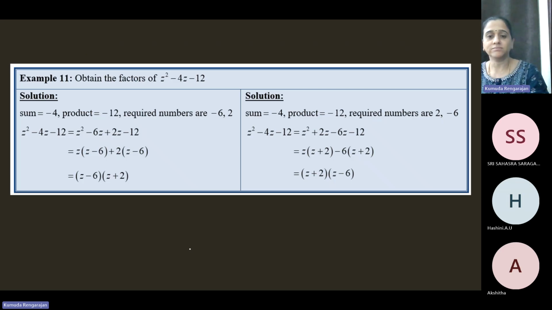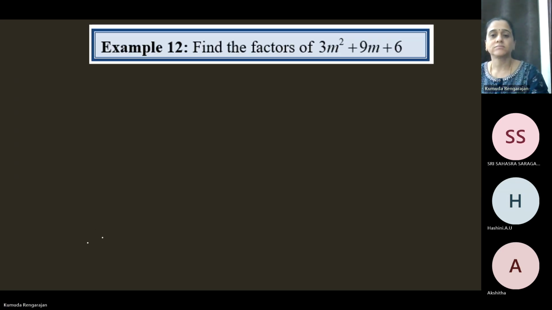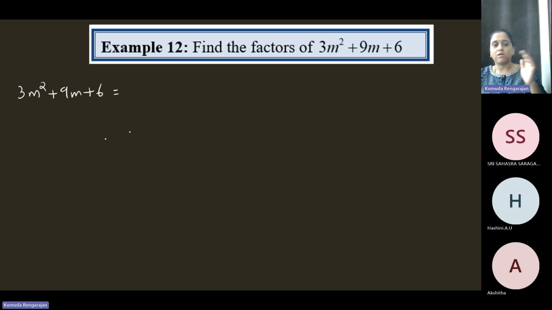Okay, next one. Now, this is a very important rule in factorizing an expression. 3m squared plus 9m plus 6. See, when all the terms of the expression have something in common, you have to take out that common factor. That's the first step always.